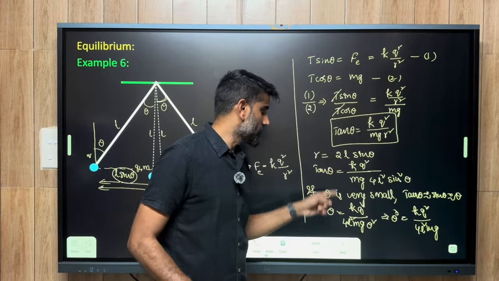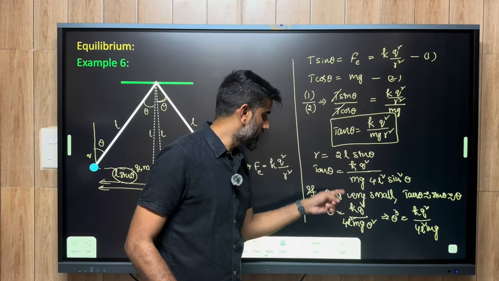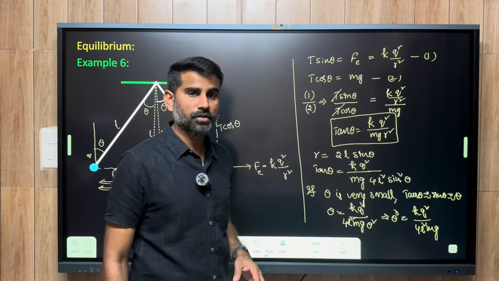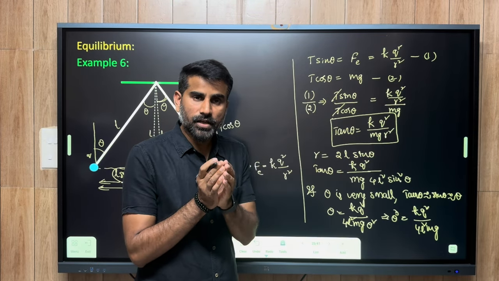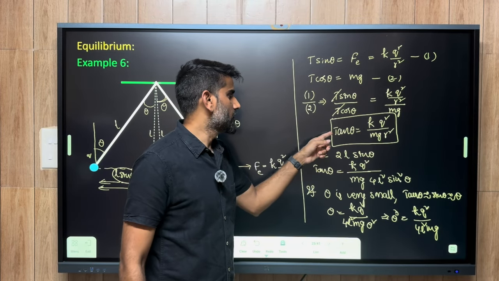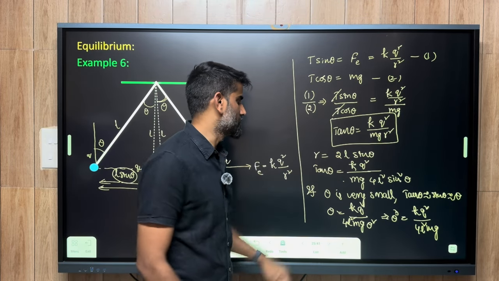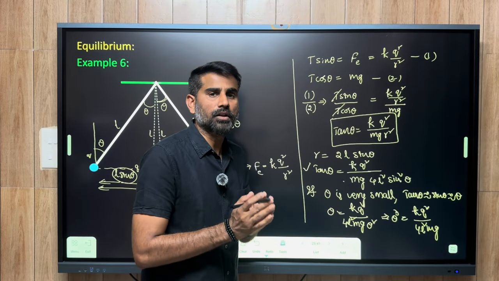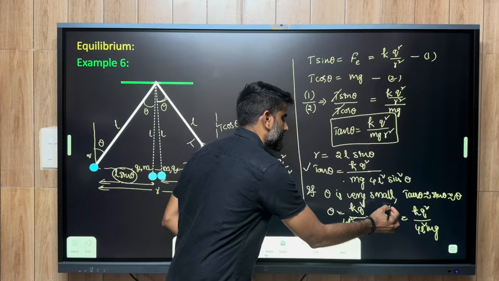So remember one point, this analysis is valid only if theta is very small. If theta is considerably large, then we are supposed to use this equation. If theta is very small, then we use this relation.